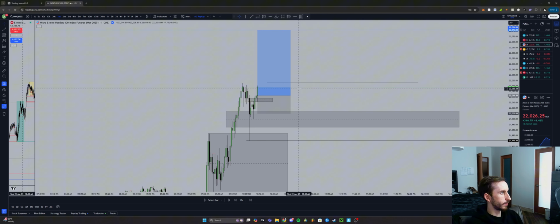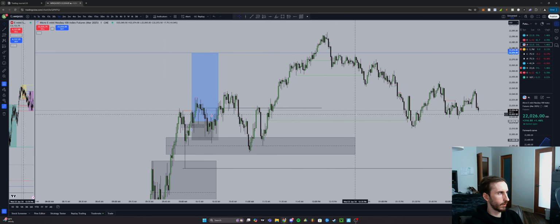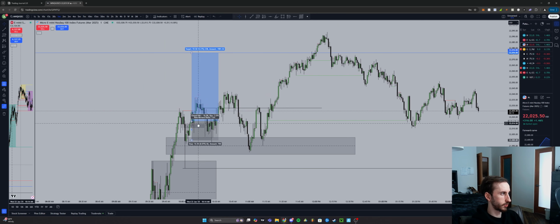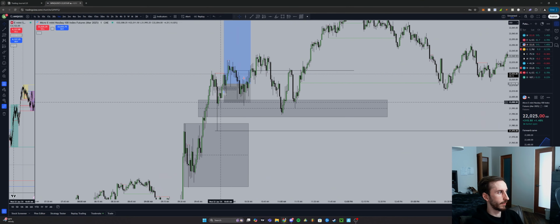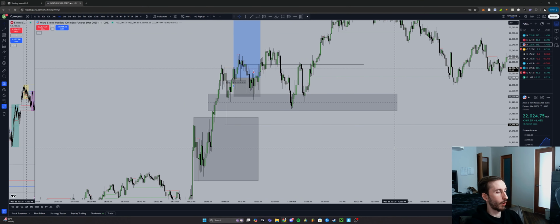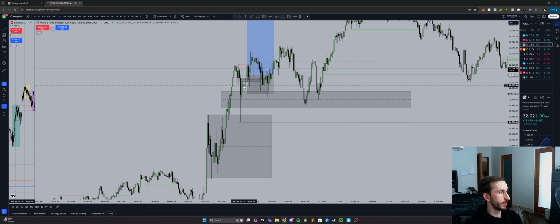But with that being said, there really isn't much else that I want to go over. Obviously, this trade sucked. It sucked in terms of me losing it, but the grading of the trade was perfect. We had this mitigation, equilibrium was tapped, we had a fair value gap that was tapped, we had an SMT with the fair value gap. So many different confluences. This was just unfortunate.